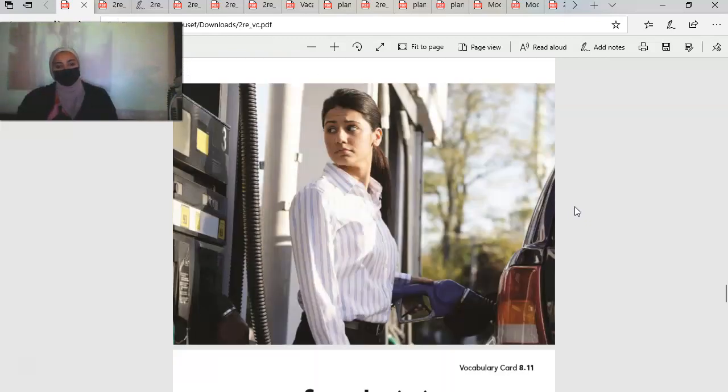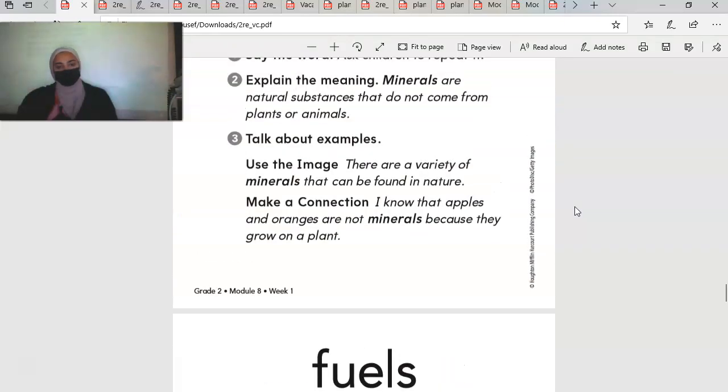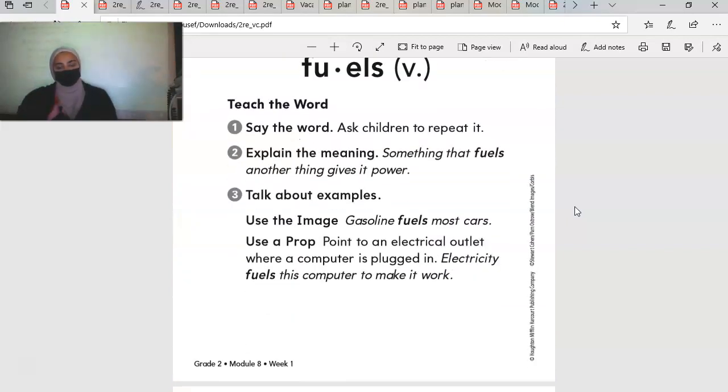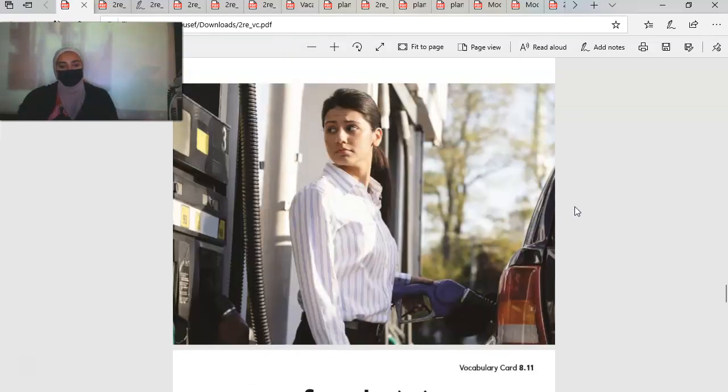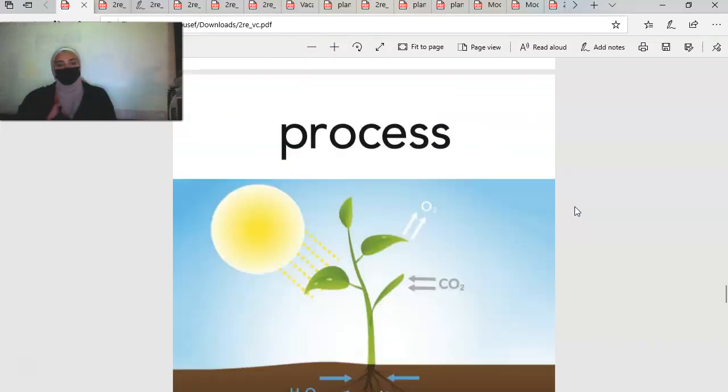Fuels. The woman is filling gas in her car. A gas is fuels. Something that fuels another gives it power. Okay, if it gives it power, it fuels it. Gasoline fuels most cars. That means it gives most cars power. Recently, we have electric cars, and the electricity gives these cars power, or fuels these cars with power.